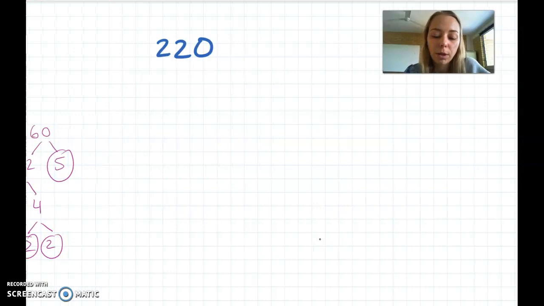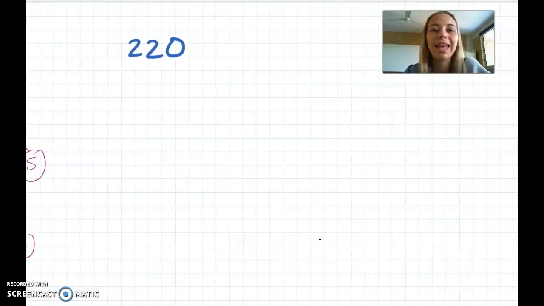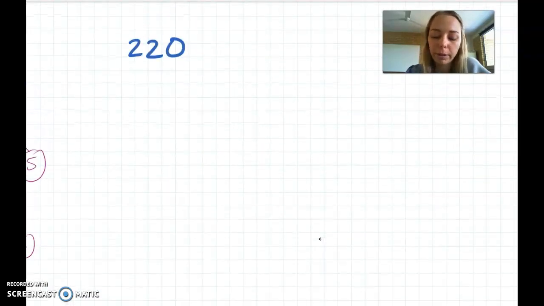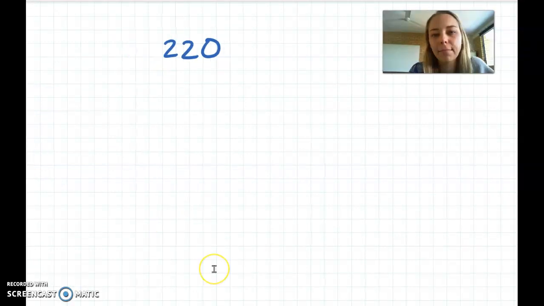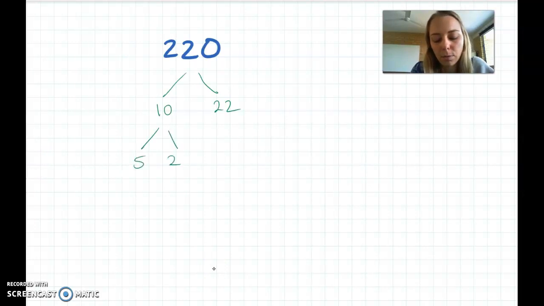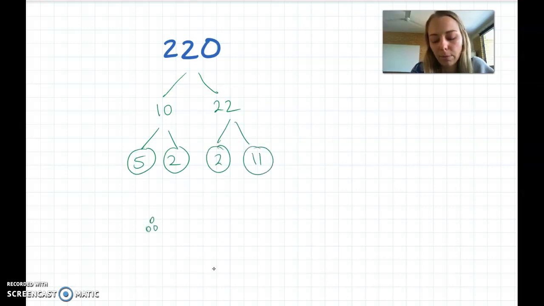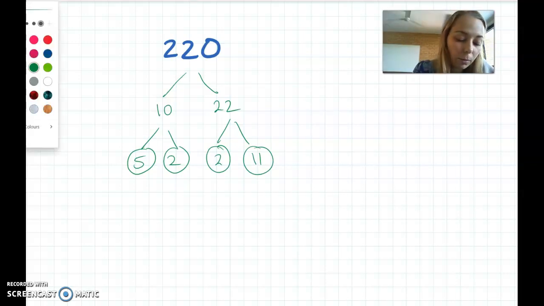Here's your last one, 220. Find that in the prime factor form, please. All right, it ends in 0. That is a good hint to me that it is divisible by 10. 10 is divisible by 5 and 2, which are both prime. 22 is divisible by 2 and 11, which are both prime. Sorry, I'm writing those as circles, but really they should be more like dots.